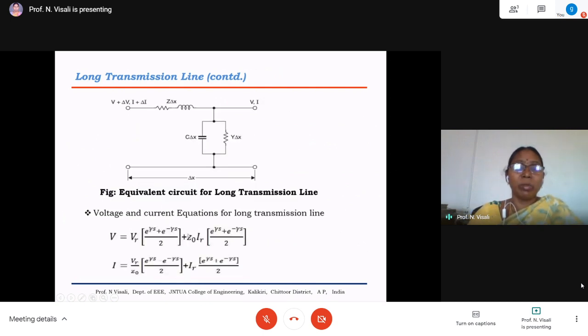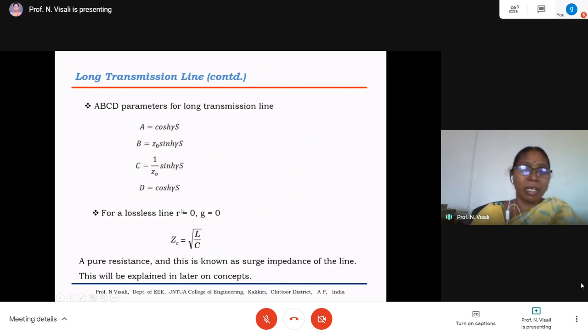These values will be simplified. From this circuit only we are able to derive these equations, and with these equations we can write the ABCD parameters. And for a lossless line, that means R is equal to 0, G is equal to 0, ZC is equal to square root of L by C, where ZC is a pure resistance, and this is known as the surge impedance of the line. This will be explained later. So ZC is what we get for a lossless line.